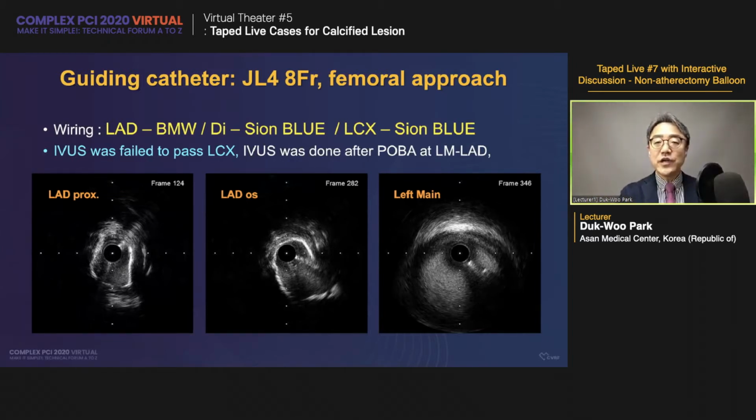Initially we selected a JL4, 7 French femoral approach. We put three wires: LAD BMW, diagonal Cyan Blue, LCX Cyan Blue. IVUS initially failed to pass the LCX region, which represents how acute the angle is and how calcified the LCX ostium is. We did LAD IVUS from the LAD to the left main and LAD proximal part, LAD ostium part, and left main, and there is a very severe circular calcium.